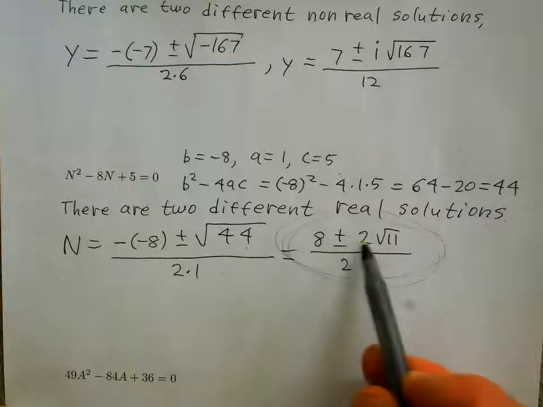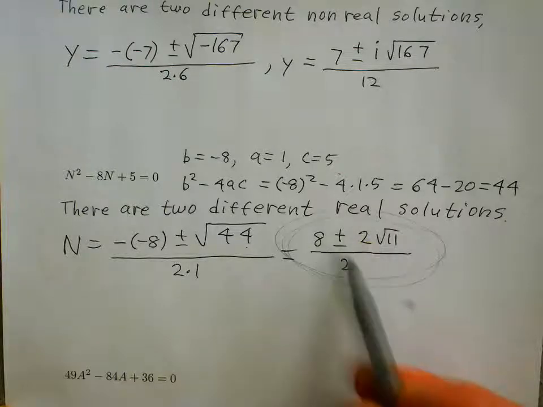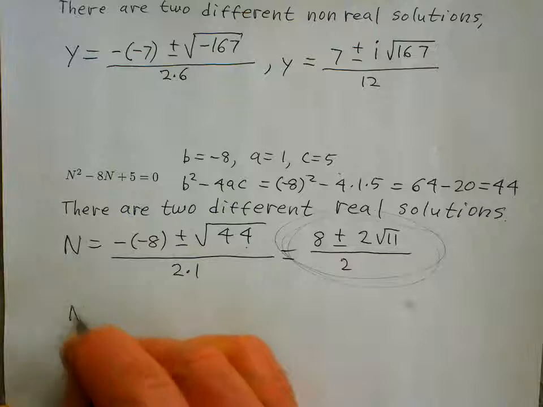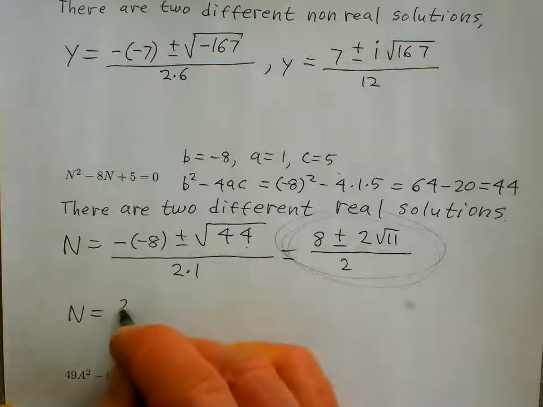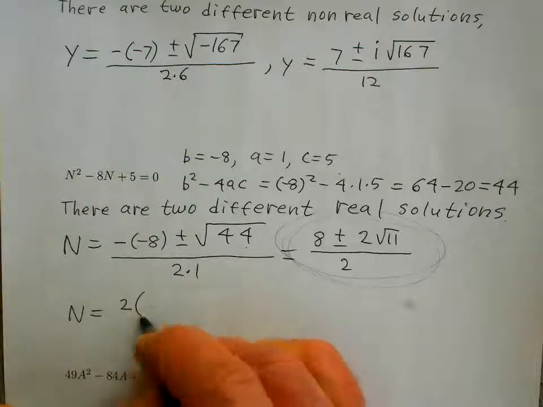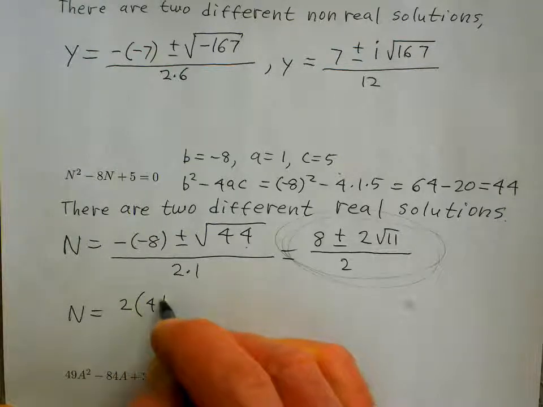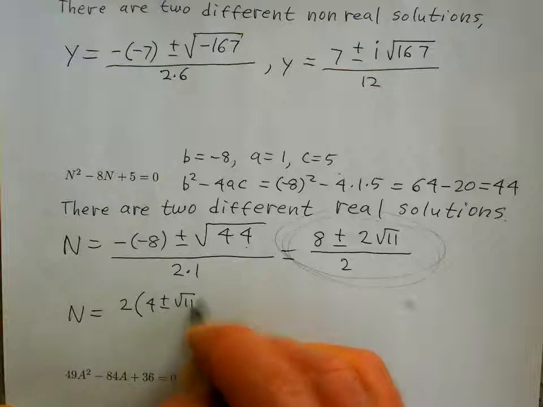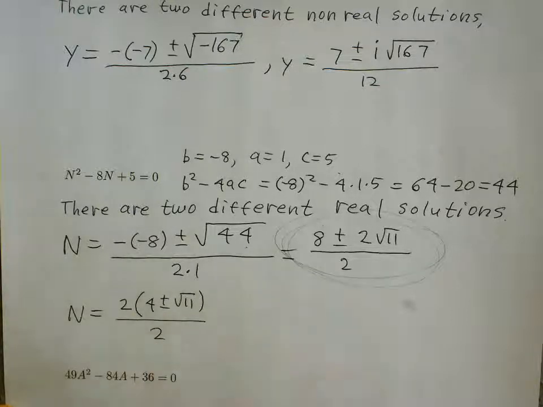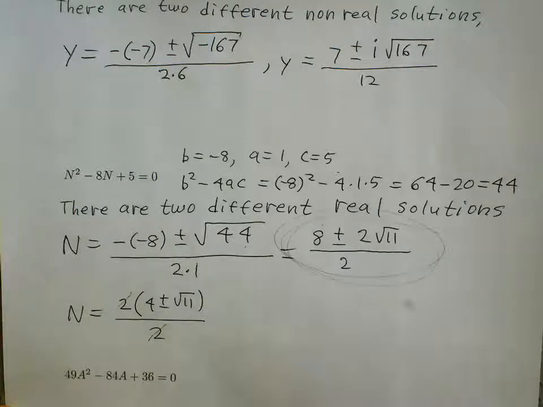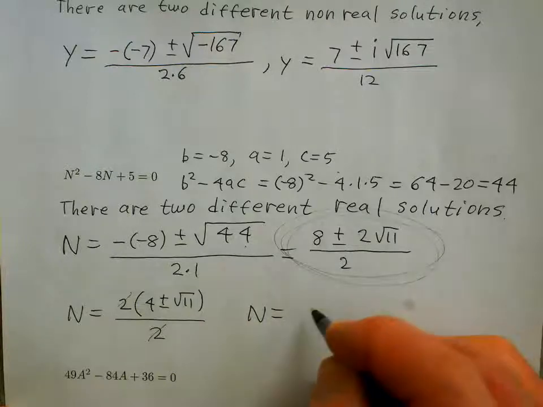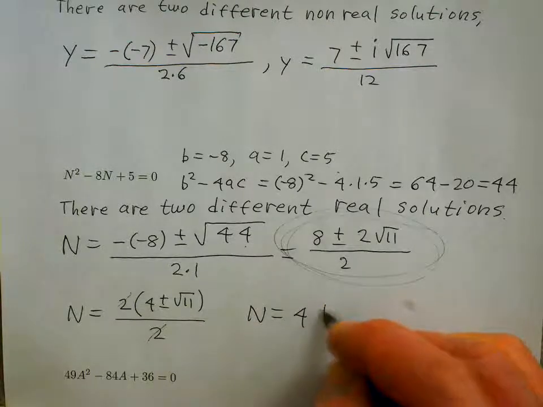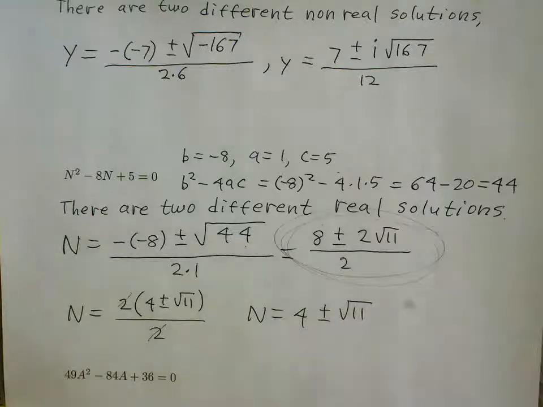Every term in the numerator has a common factor of 2. So if you want, factor 2 out of everything first, so 2 times the quantity 4 plus and minus the square root of 11, divided by 2. And the factor 2 from the numerator divided by the factor 2 from the denominator equals 1. So our two solutions are just 4 plus and minus the square root of 11.